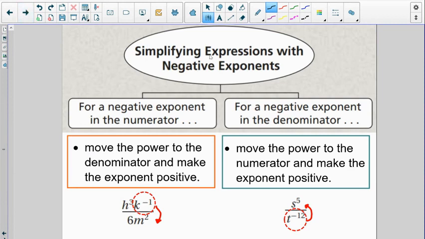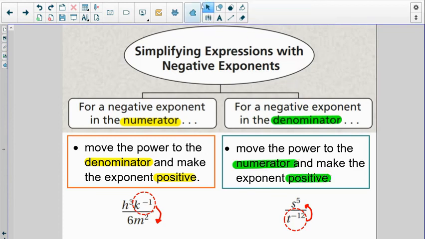So just to recap, anytime you're simplifying expressions with negative exponents, we have to identify, is the negative exponent term in the numerator or the denominator? And if it's in the numerator, we are going to move the power to the denominator. Don't forget to make that exponent positive. If the negative exponent is in the denominator, we move that power to the numerator. And remember to make the exponent positive when you do that.